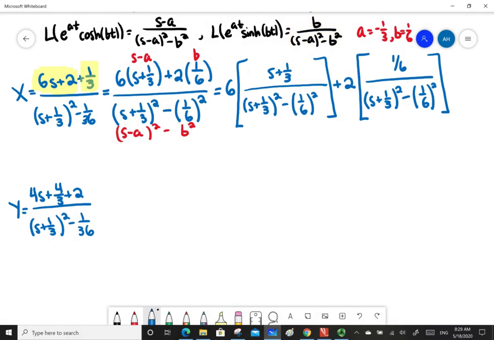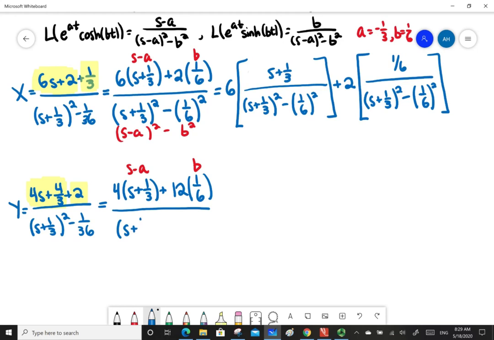Doing the exact same thing for y, again, I'm going to factor a 4 out of the 4s plus 4/3 so that I get an s plus 1/3 term. And this time I'm going to factor a 12 out of the 2 to get 12 times 1/6. Again, looking for s minus a and b for my two pieces. And just like before, the denominator is already in the correct form.